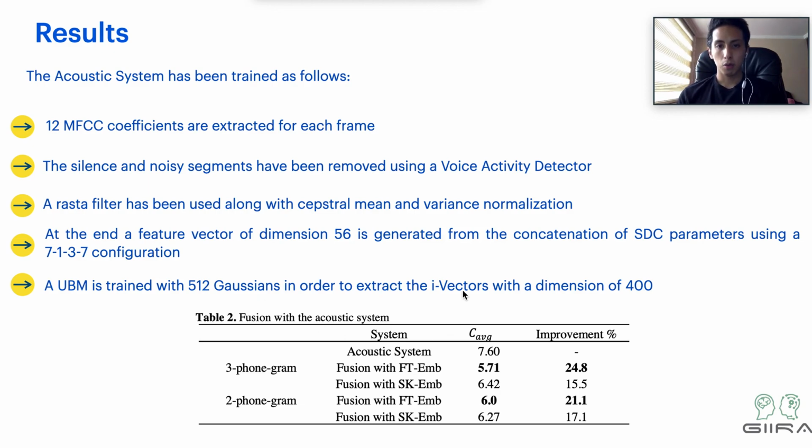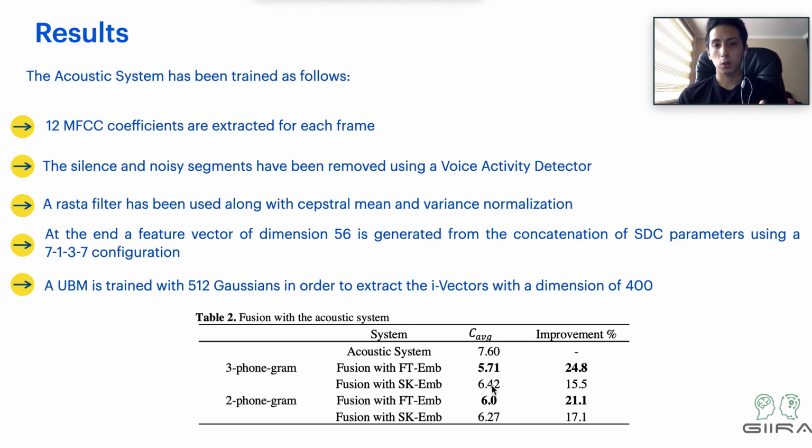In this table, we can see the results obtained by the acoustic system, where we have obtained a C-average of 7.60. After this, we have done the fusion with the phonotactic systems that use FastText and Skip-gram to learn the phonogram embeddings. Here we can see that the fusion of the acoustic system with the phonotactic system that uses FastText gets a better performance than the system that uses Skip-gram.